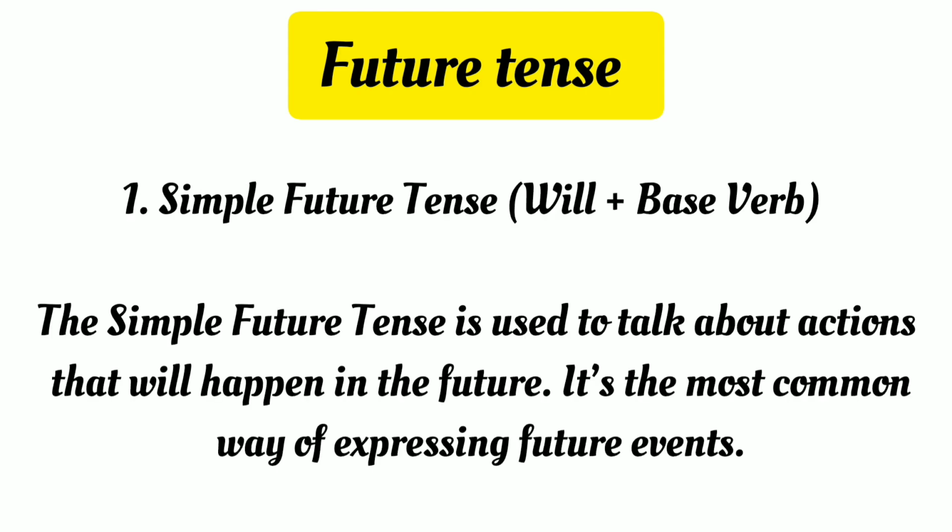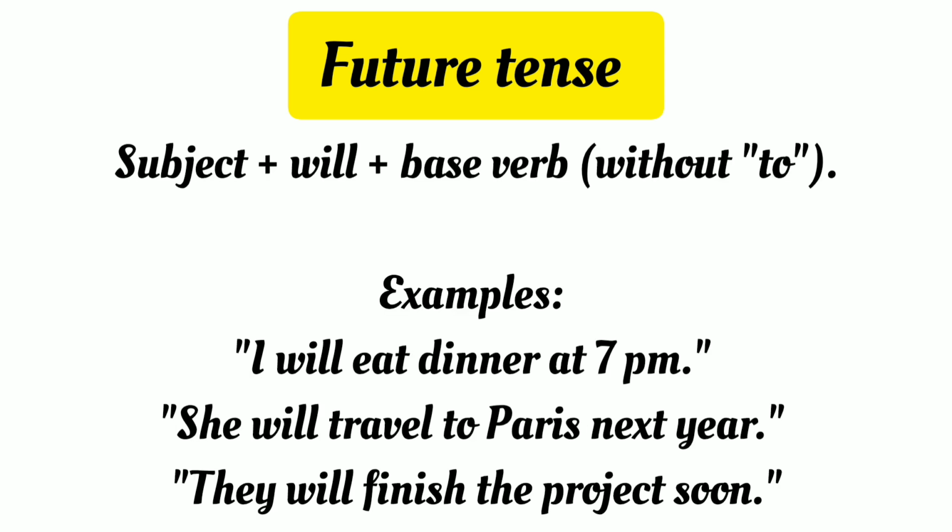1. Simple future tense: will plus base verb. The simple future tense is used to talk about actions that will happen in the future. It's the most common way of expressing future events. Formula: subject plus will plus base verb without to.